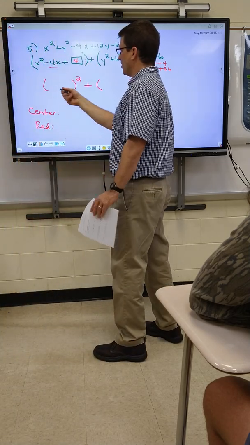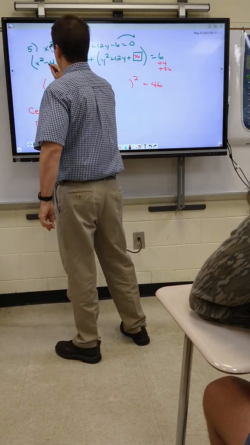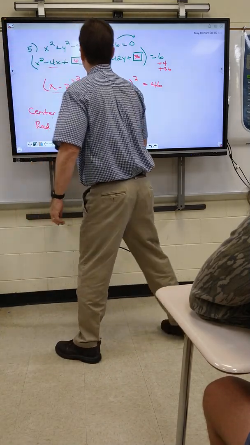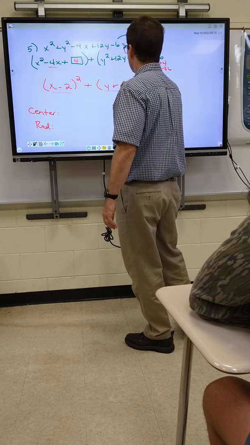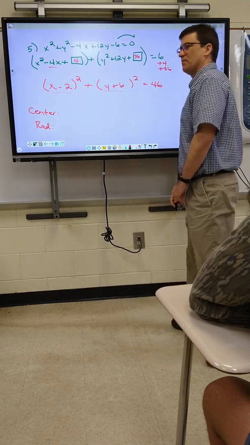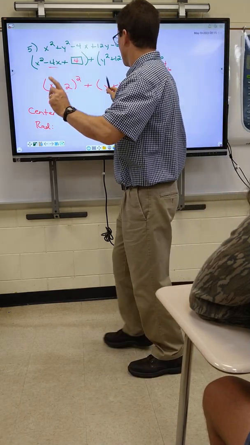All right, RJ, you remember what goes in here? Yep, x minus 2. All right, what's going to go in this one? 6. Y plus 6, very good. All right, RJ, what's my center? Flip your signs, positive 2 and negative 6.